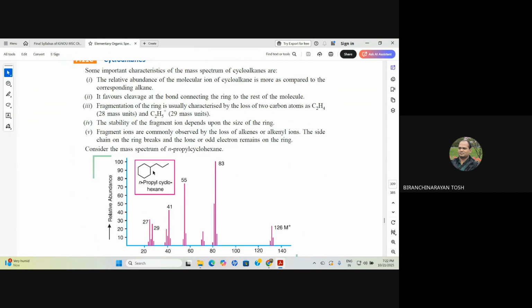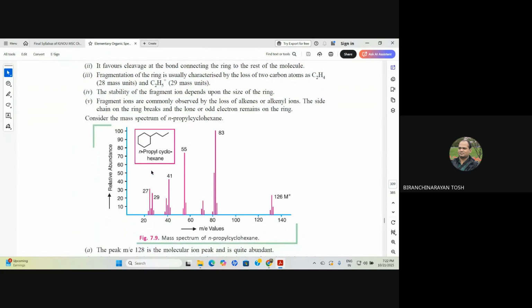Fragmentation of the ring is usually characterized by loss of two carbon atoms as C2H4 or C2H5, that is, 28 or 29 mass units will be lost. So they differ by 28 or 29, not 14 as in the case of alkane, alkene, or alkyne. The stability of the fragment depends upon the size of the ring. Fragment ions are commonly observed by loss of alkene or alkynyl ions. The side chain of the ring breaks and the lone or odd electron remains in the ring.